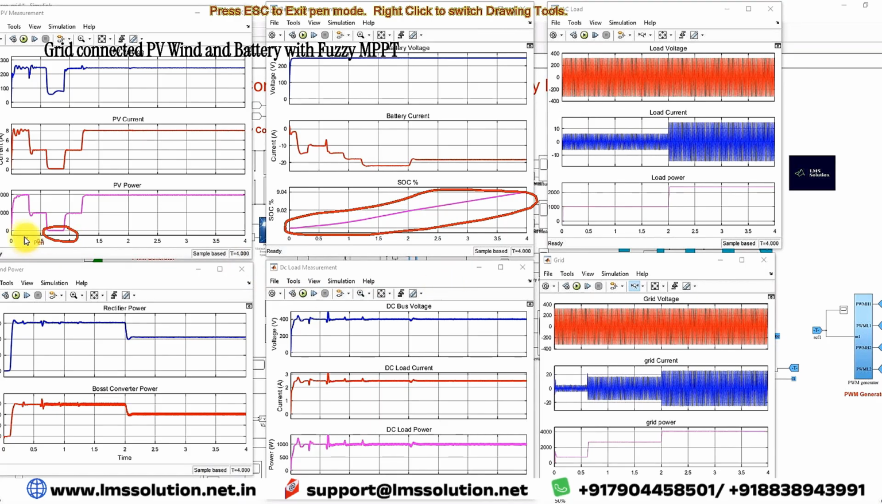Initially, from 0 to 0.6 seconds, the wind, solar and battery are sending power to the AC load, around 2 amps peak. After 0.6 seconds, what happened? The irradiation changed from 500 to 10 watts per meter square. Because of that, the PV current goes to less than 0.5, and during that time the SOC of the battery is less than 10 percent.